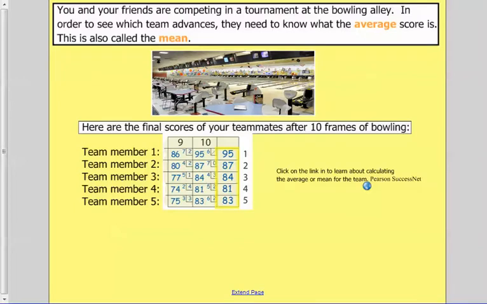You and your friends are competing in a tournament at the bowling alley. In order to see which team advances, they need to know what the average score is. This is also called the mean.